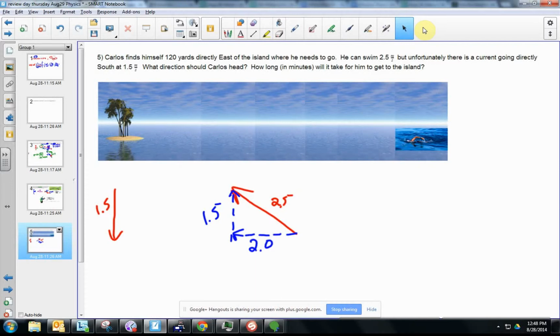The question, though, asked for direction, right? So it was what direction should he go? And we don't have that yet. Anybody have an idea how we can get that direction? Yeah, exactly. Do we know this angle somehow? Do you have any ideas for getting that angle?